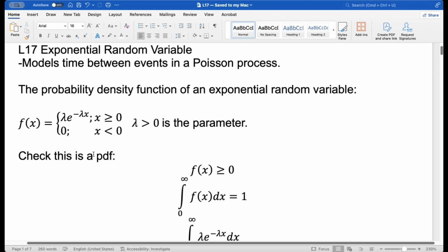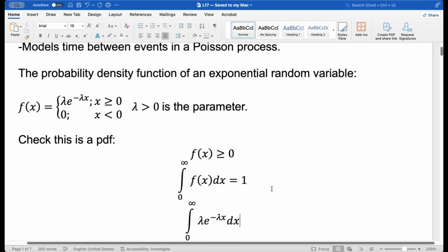First thing we're going to do is check that it does meet the conditions of a probability density function, PDF. That means that it's greater than or equal to 0, and the integral over its entire domain is equal to 1. So since lambda is positive, this expression lambda e to the minus lambda x will be positive. We've got to do the integration on the non-zero portion here and show that's 1.